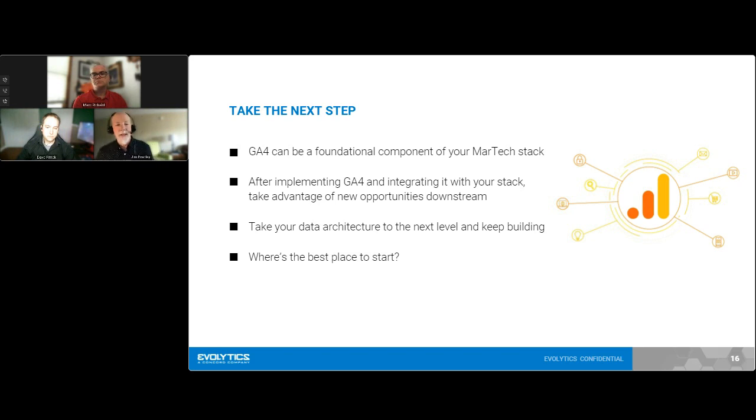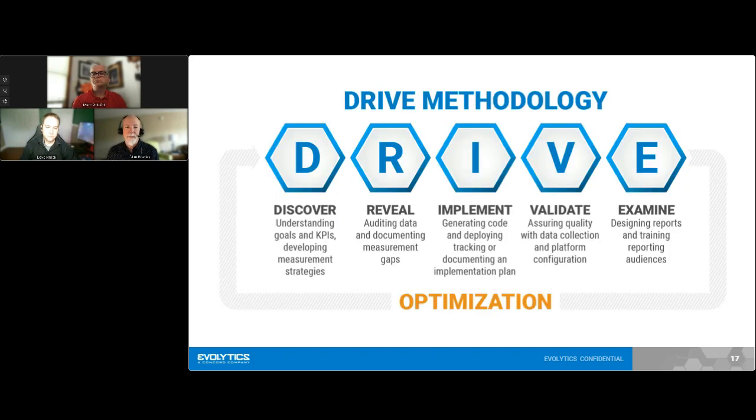I guess the point I'm making is that getting Google Analytics 4 into place is not the end. I mean, it's a thing. You've got to get it done before UA goes away. But it's also a really good place to start taking your data to the next level. Now, where to start? Of course, as always, the answer to that is it depends, right? And that's going to be different for each organization.